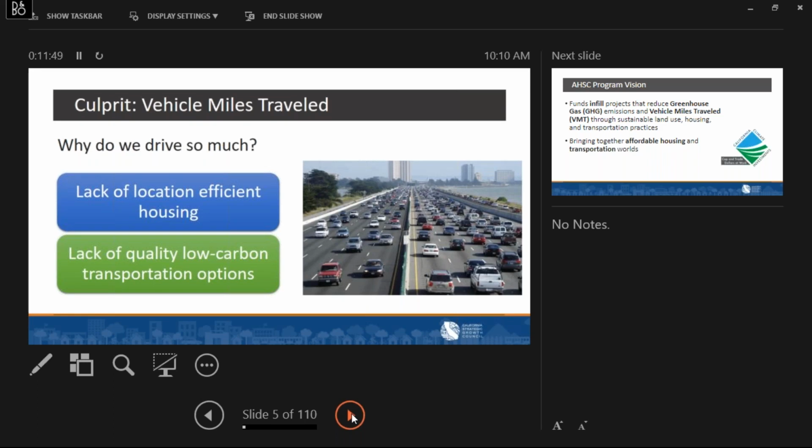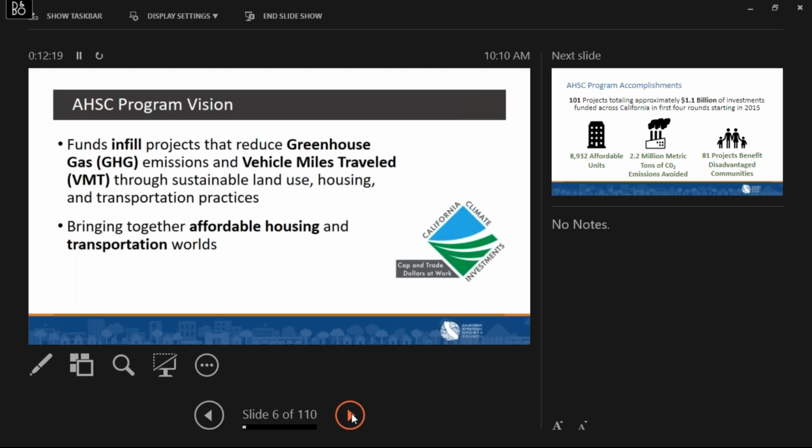So the question of why we drive so much, particularly in California, is that there's a lack of location efficient housing. So there might be a lot of jobs in one place, but not a lot of housing opportunities in that same location. So folks have long commutes. Could be similar with other destinations that folks need to go day to day, and a lack of quality low carbon transportation options. So there might not be really viable, accessible transportation options to get to those destinations.